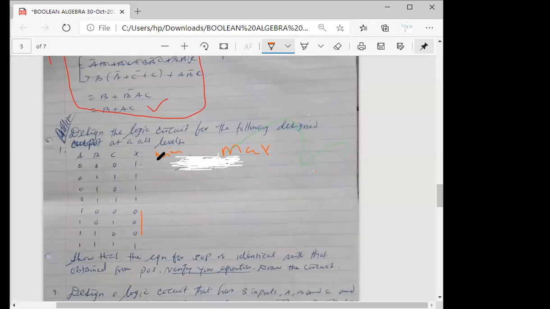So what values will give me 1 here? Now tell me, what can I use on this combination so that I get a 1 here? And remember, these are products. A product means all of them must be 1 for you to get a 1.